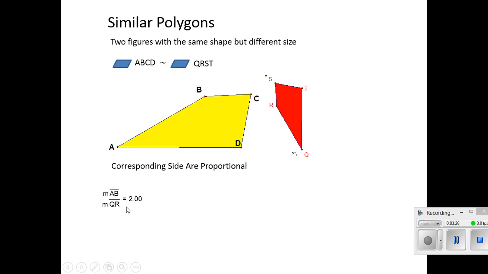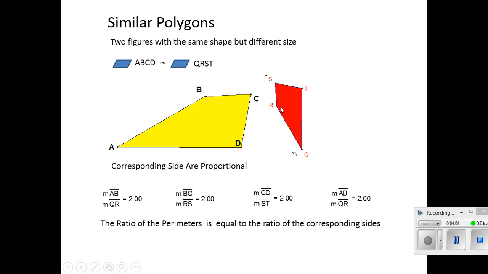AB to QR has a ratio of 2. BC to RS has a ratio of 2. CD to ST has a ratio of 2, as does AB to QR. So there we find that all the corresponding sides are in a consistent ratio of 2. That consistent ratio is what we call a scale factor. That is to say, all the sides of the yellow polygon are exactly twice the size of the red.